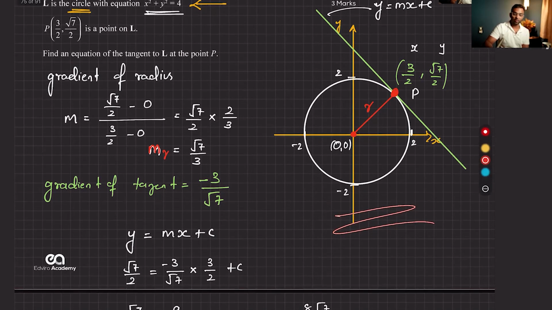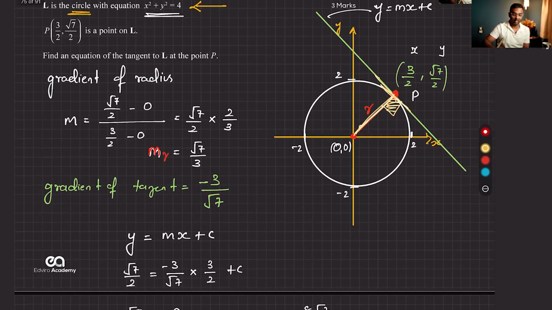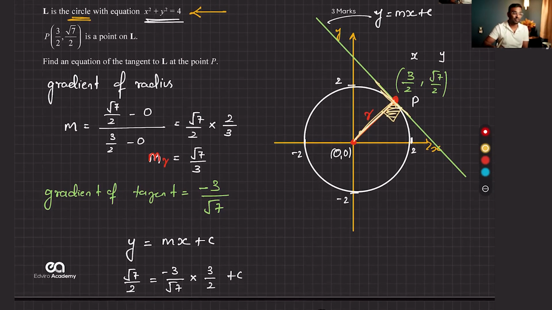So the first thing to do is to work out the gradient of the radius. Why would you do that? Because you always need to. That's why we have looked at the circle theorem. You see that line? That is your radius. This is the tangent. They always make a 90 degree angle. Therefore, they are perpendicular lines. The gradient must be the negative reciprocal. You need to know that.